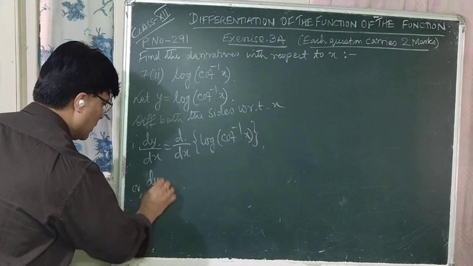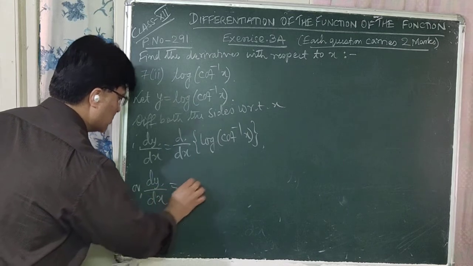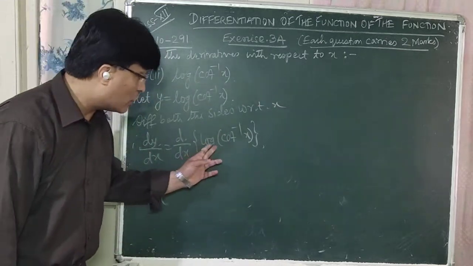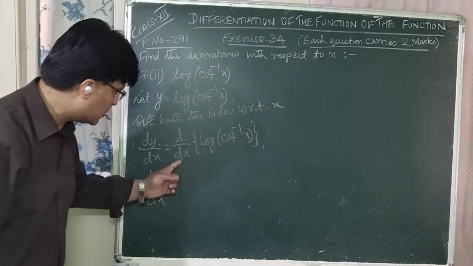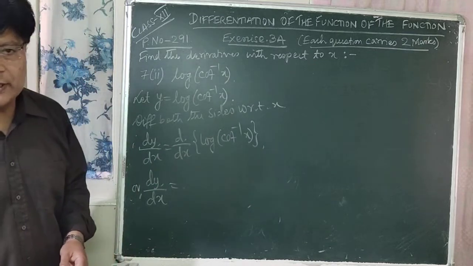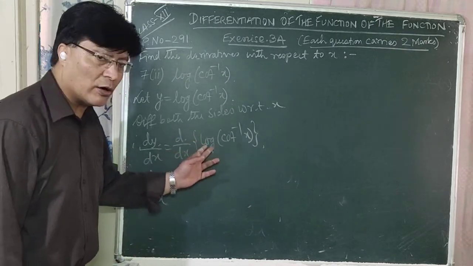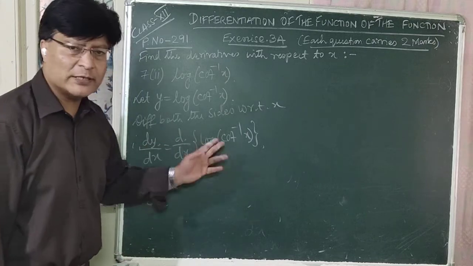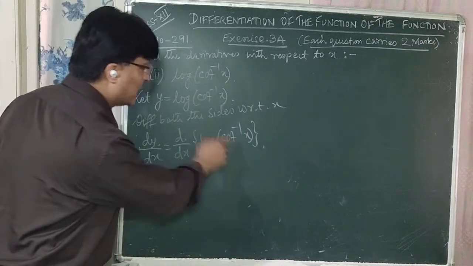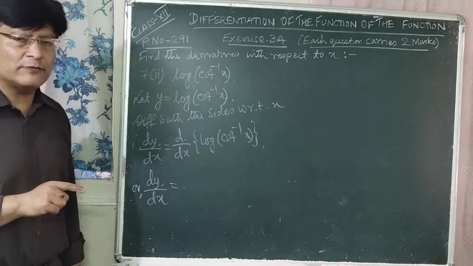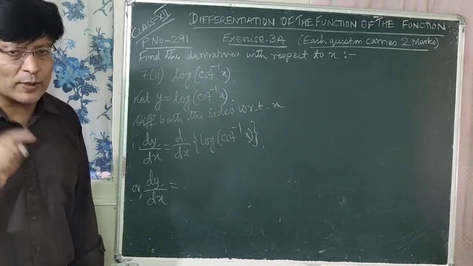So dy by dx is equal to, now how will you differentiate it with respect to x? That is, you have to differentiate log of within bracket cot inverse x with respect to x. First of all, which function is given here? Log. This is a logarithmic function. It is just like your log x. So how will you differentiate it now? You have to take it as log x form. You know the differentiation of log x. What is the differentiation of log x with respect to x? It is 1 upon x.